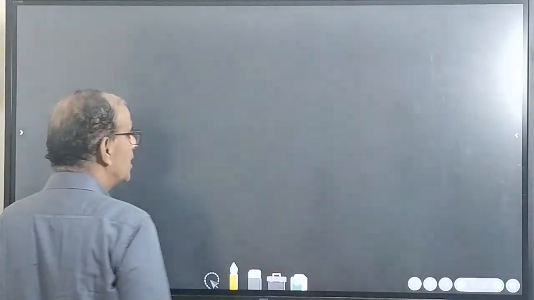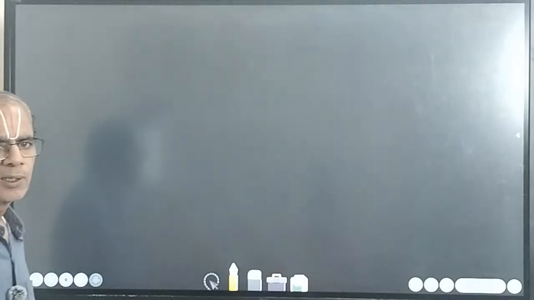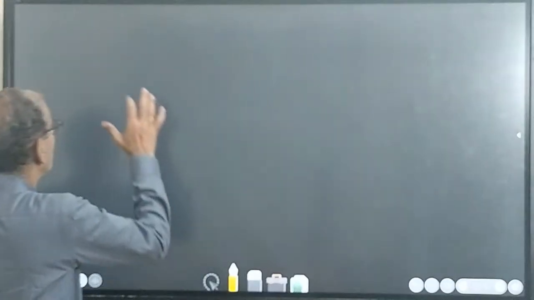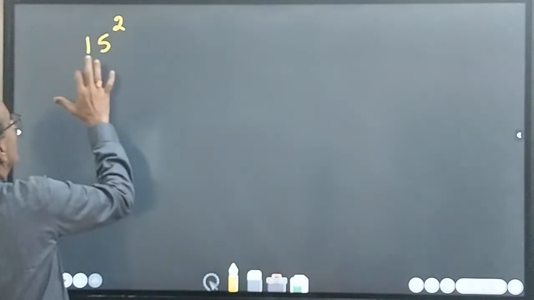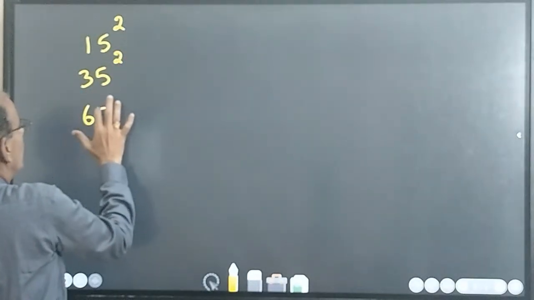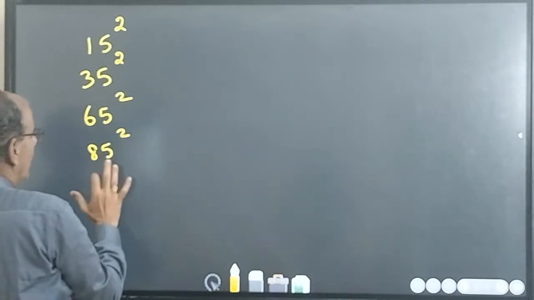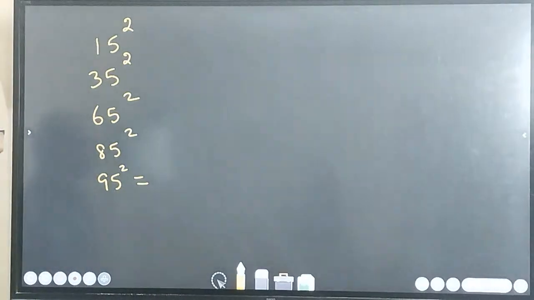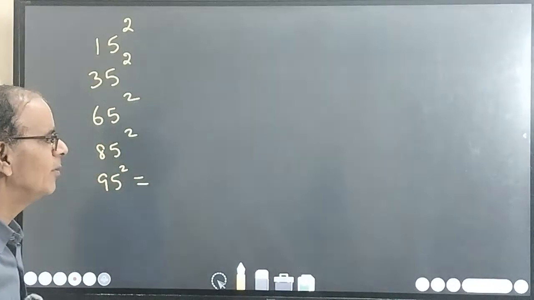Now we are going to shortcut number 3. Finding squares for any number ending with 5. For example, 15 square, 35 square, 65 square, 85 square, 95 square. How to find out squares of numbers ending with 5?